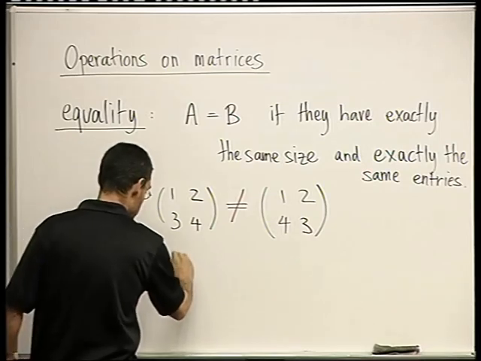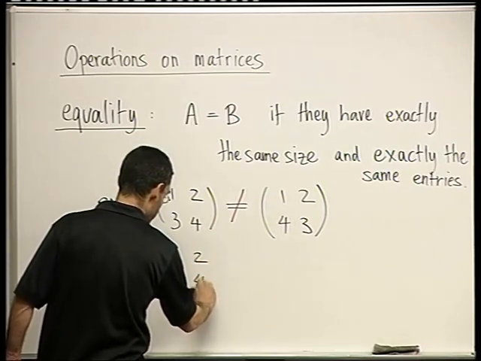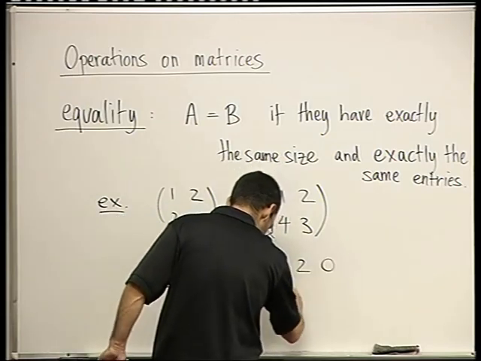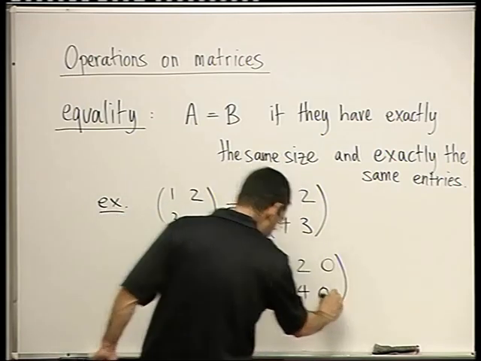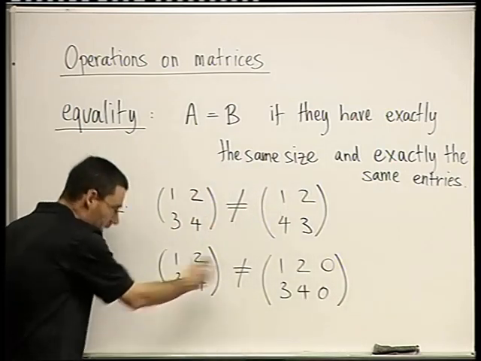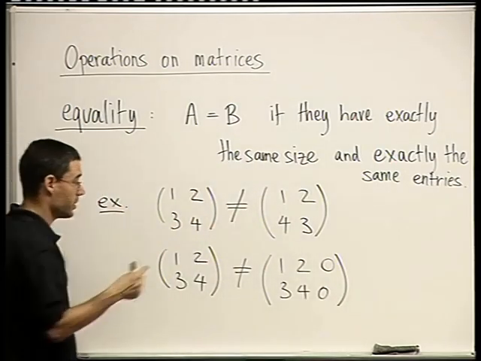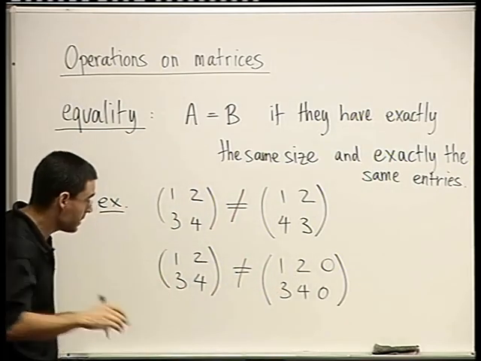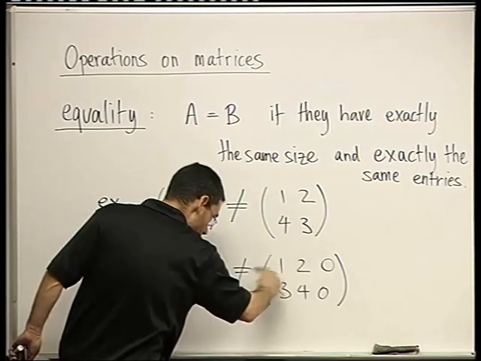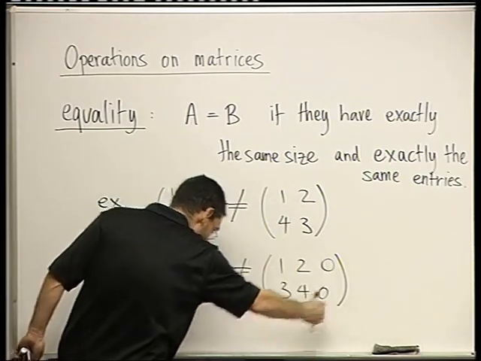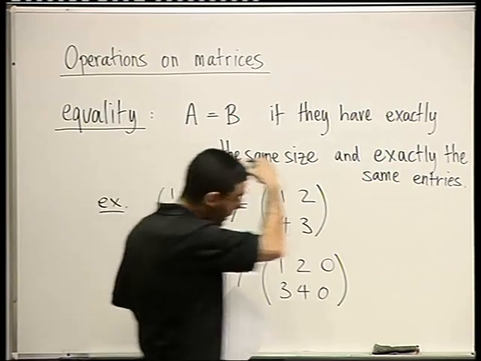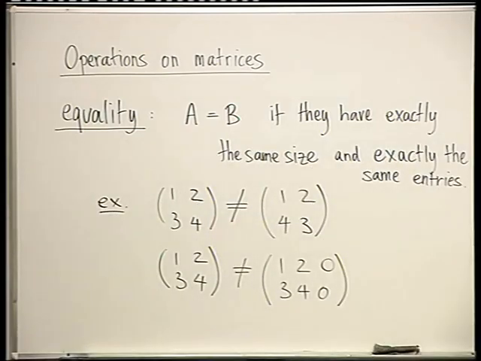And likewise, if you look at this matrix, 1, 2, 3, 4, it's not the same as 1, 2, 0, 3, 4, 0. In some sense, they carry exactly the same information. A zero entry is kind of informationless in some sense, but they're not the same. This one is a 2 by 3 matrix, where this one is a 2 by 2 matrix. Okay, so is this clear? Okay, so that's equality. Now how do we add matrices?